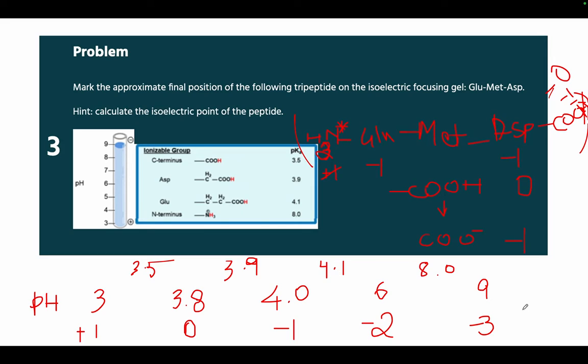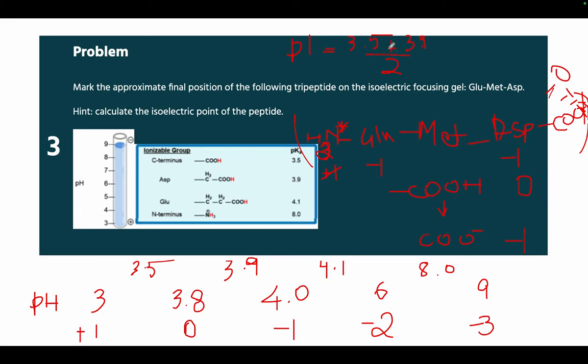Okay. So now we have gotten an idea of what the charge on this peptide will be at different pH. Now what we wanted to find is the isoelectric point, the point where charge is 0. So the exact isoelectric point of this protein is equal to the average of these two pKa's. It has to be between these two, obviously. So the exact pI here is equal to 3.5 plus 3.9 divided by 2.